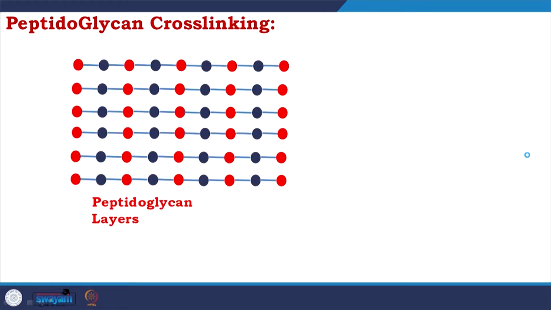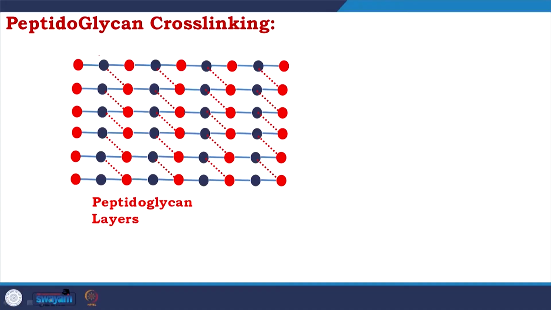In the cell wall, there are many such layers, but the layer would be strengthened only when they are cross-linked. So, the layers are cross-linked, NAM to NAG, but it could be the opposite way too.